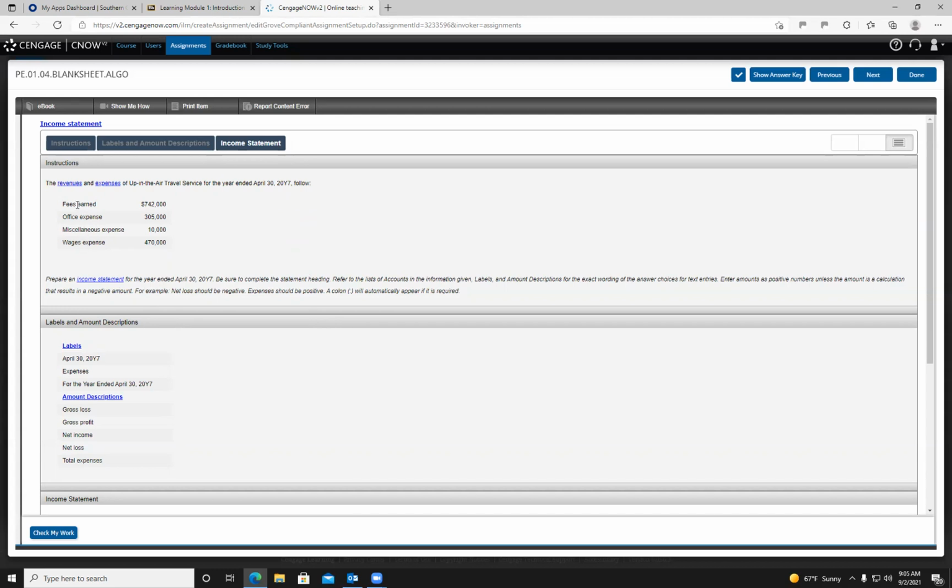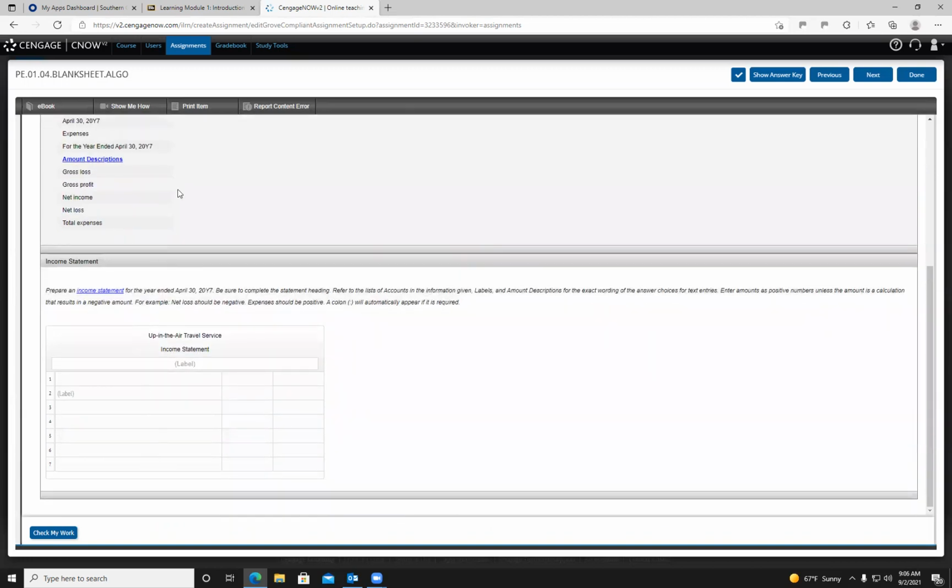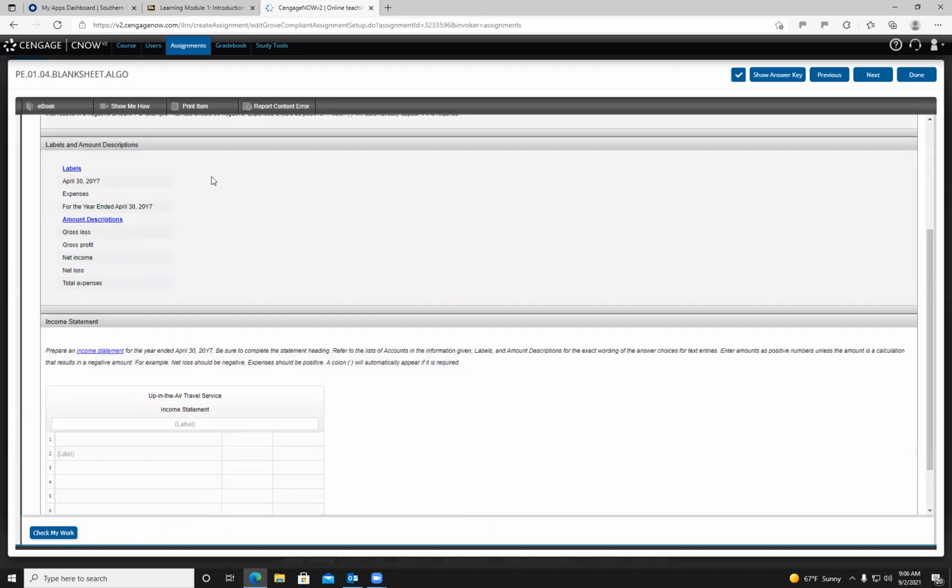So first thing, it shows fees earned. Okay, fees earned, that's your revenue, because if you remember correctly, if it's a service company, then the type of revenue that you record for a service company is fees earned. And then you have 3 different expenses. Normally on an income statement, you record your expenses starting with the greatest value to the least value. And if you look down here, it also gives you all the labels that you're going to use to label your income statement. So this is a little trick that I do.